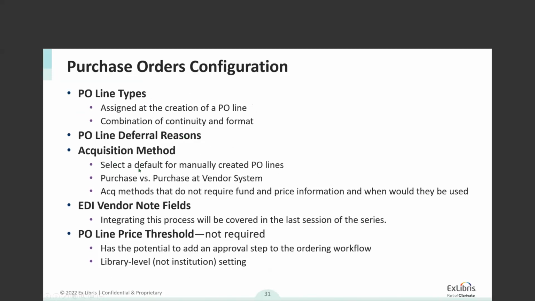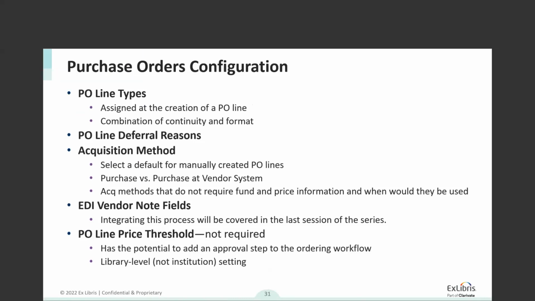Acquisition method. Select as a default for manually created PO lines, such as purchase versus purchase at vendor system. So acquisition method, if you create a purchase order line in Alma, it's going to open up a certain way. Depending on your workflow, what purchase means is you're doing the work in Alma and you're doing the work externally. Maybe you're buying from Amazon. Maybe you don't have an integration to this vendor. You're having to do the work in two places. Purchase at vendor system, maybe you're working with Gobi, Oasis, whatever we're calling it now, and you do the work in their system.